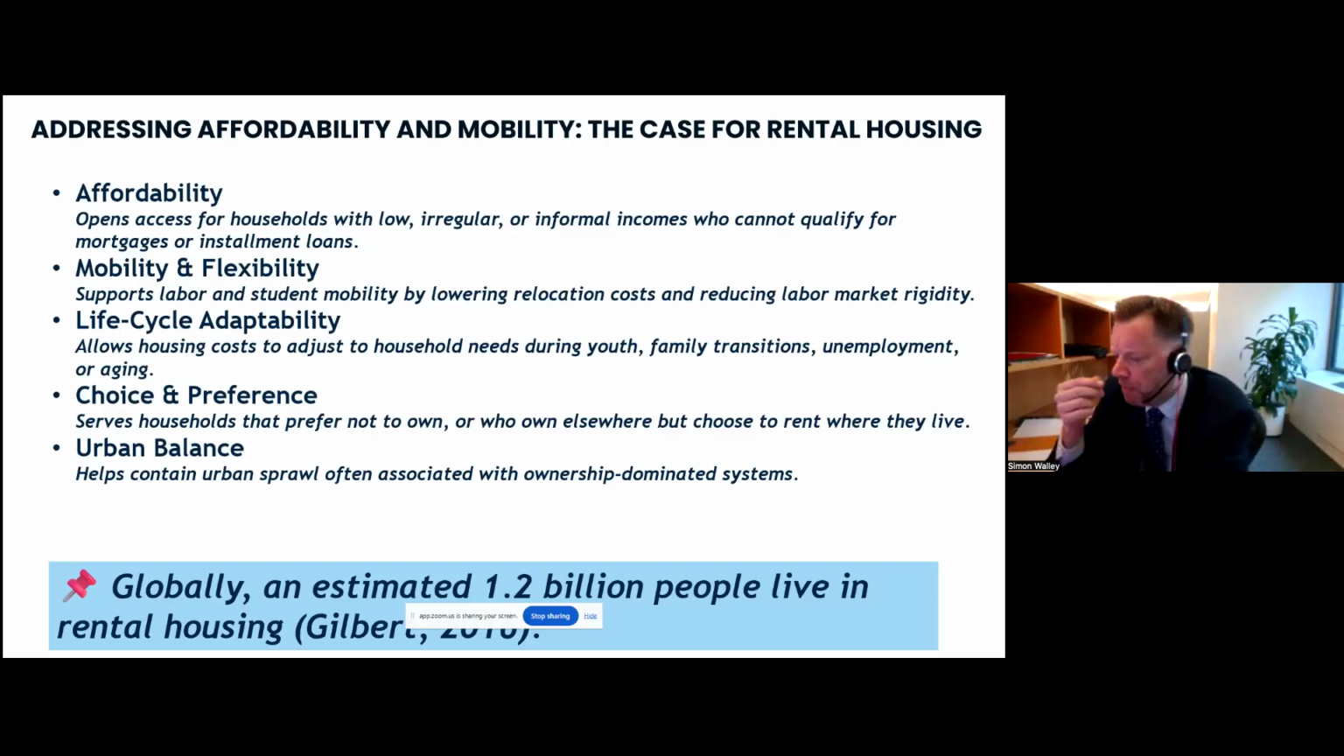So the number at the bottom just shows the importance of it, and this is a very outdated number. As I said, it's a struggle sometimes to get data in this area. I've estimated that it's probably almost double that amount now, so well over 2 billion people around the world currently live in rental housing. And as I said, it's often not seen as the primary policy choice, despite the importance and the number of people and households living in rental housing.